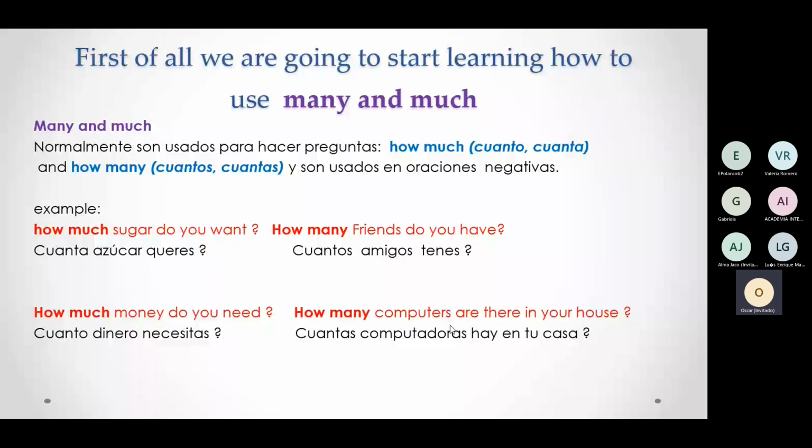How much lo ocupamos para sustantivos, bueno, con sustantivos no contables, y todo lo contrario, how many. En este caso se refiere al dinero, como tal, la palabra dinero. Y en cambio el otro, pues, how many está hablando de las computadoras, ¿verdad? Y eso son sustantivos contables, ¿verdad? Yeah, those are countable nouns. I can count computers. One computer, two computers. That's why that noun is countable.